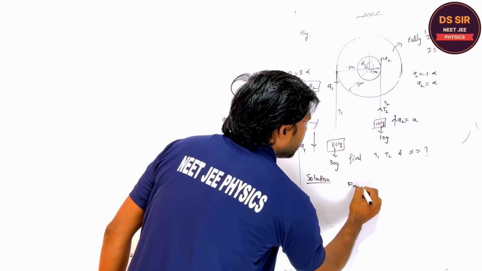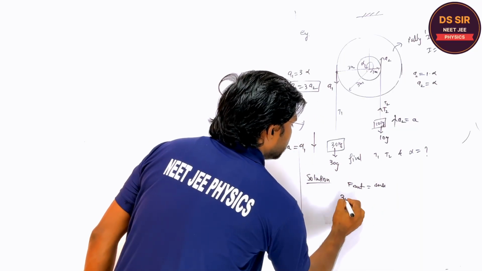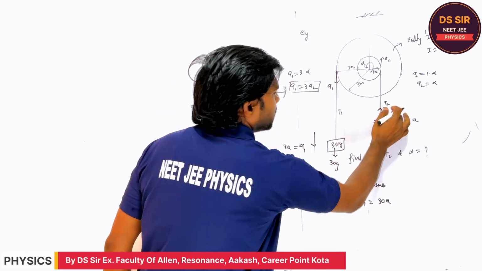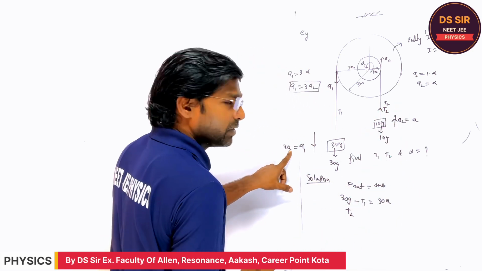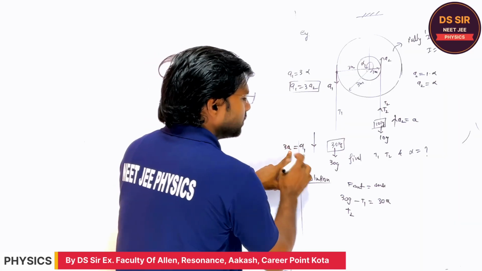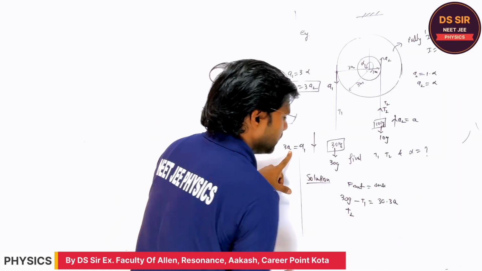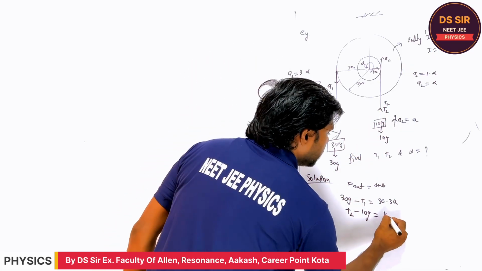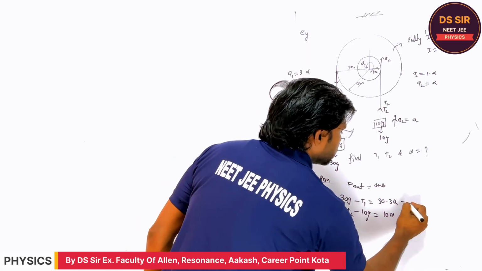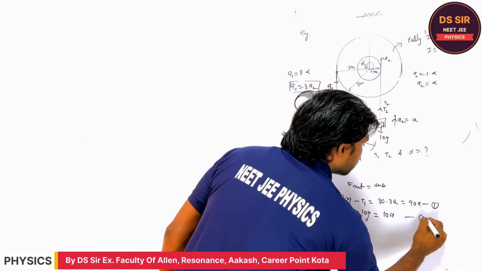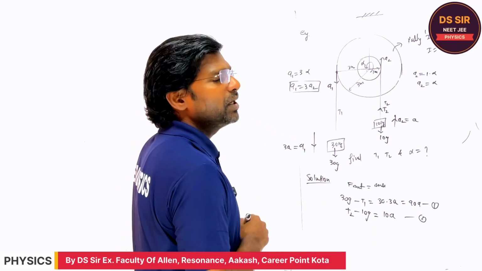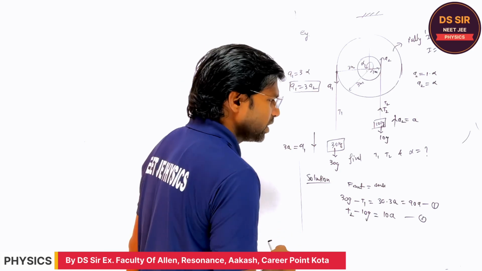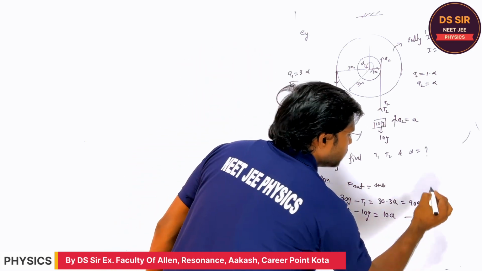F net is equal to ma. I will apply according to Newton's second law. The 30g minus T1 must be equal to 30 into A. This is T2. Listen one thing, the A. What is the acceleration? So you will write 3A. And this T2 minus 10g must be equal to m into A. So this is the 90. Equation number 1, equation number 2. How many unknowns are there? T1, T2 and the acceleration A. We have the three unknowns. So the 3 equations must be known, right?